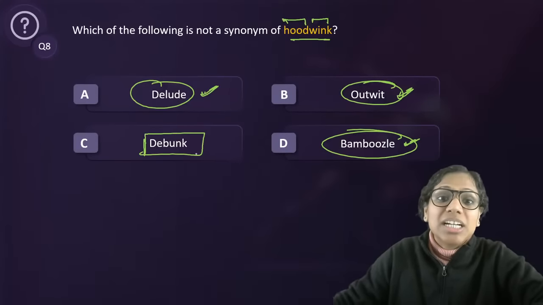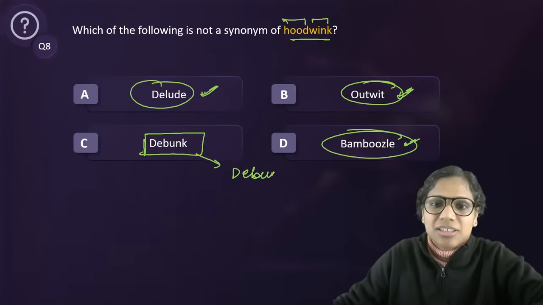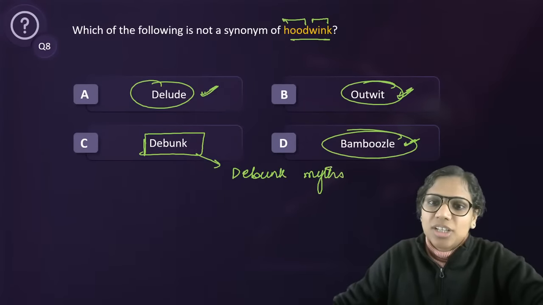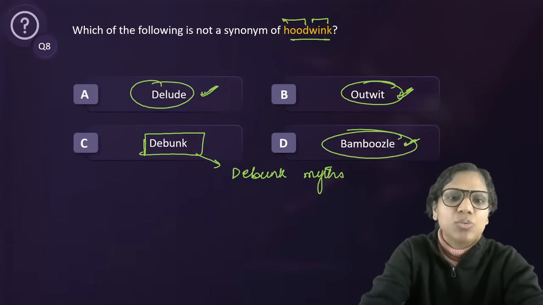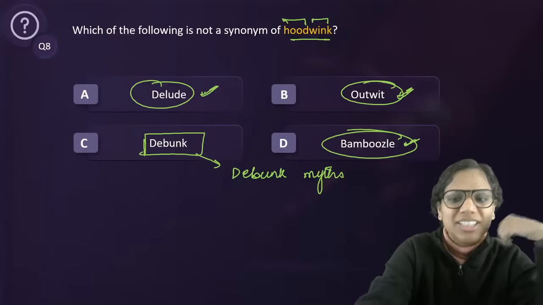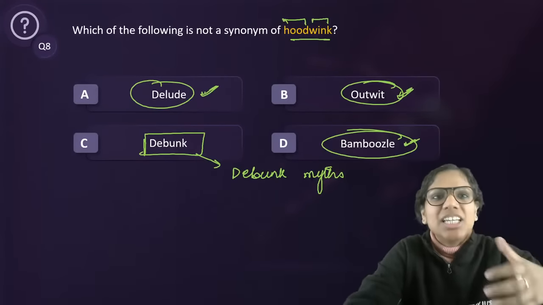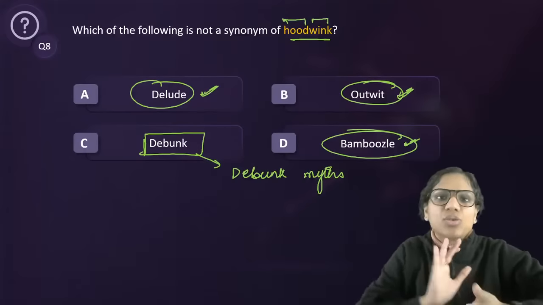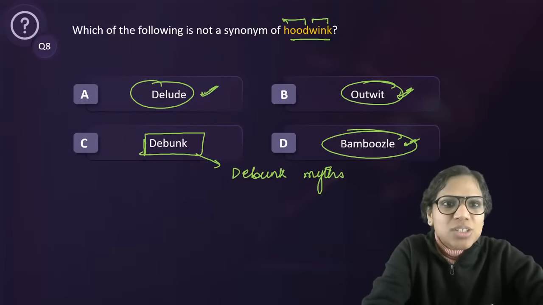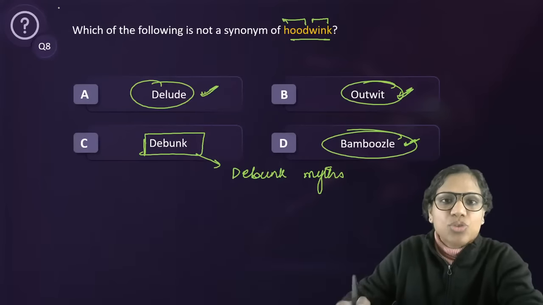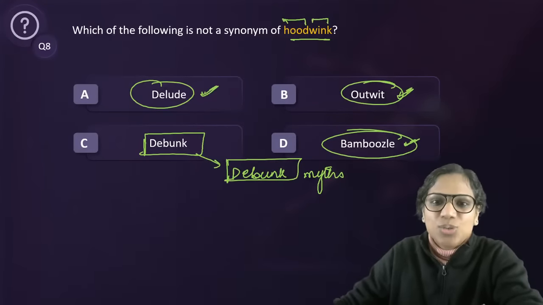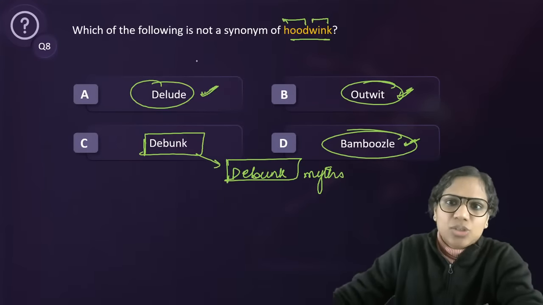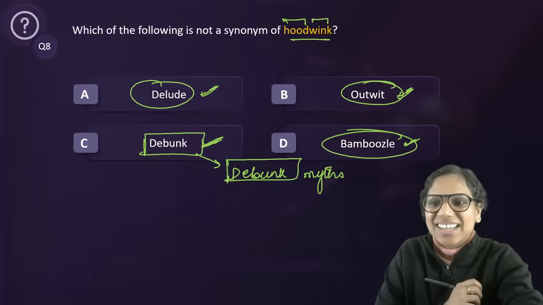There's only one, debunk. When we debunk myths, you must have read this in the context of myths. So this myth has been debunked, right? This notion has been debunked. जब आप उसको debunk कर देते हो, you basically expose it. You show that okay, this is not true, right? So that is to debunk, to expose the falsity of the claim. That's how I would put it. So C is the one that does not match. It's not a synonym, and that is why it is the answer. ठीक है?